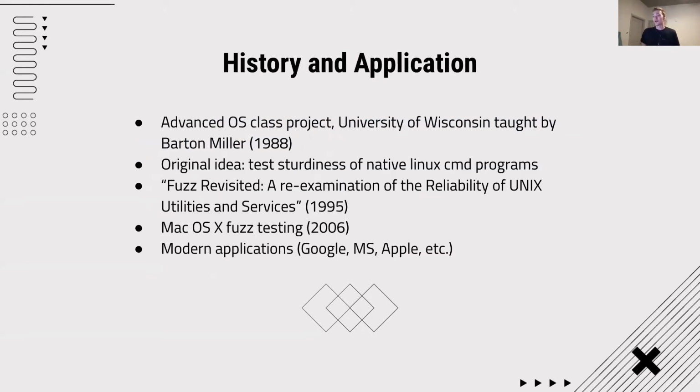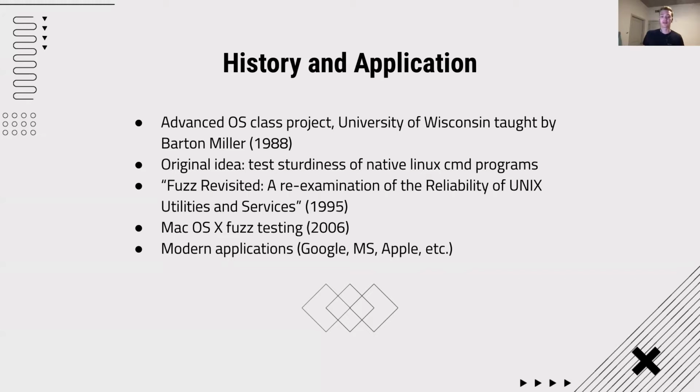So fuzzing came about in really 1988 as part of an advanced OS class project. It had been mentioned as early as the 1970s, but it gained much more traction in 1988 as the idea of testing sturdiness in operating systems came about. And this idea was revisited through different Unix systems used at companies like Apple for their Mac OS features. And they started to realize early on the value that this had.